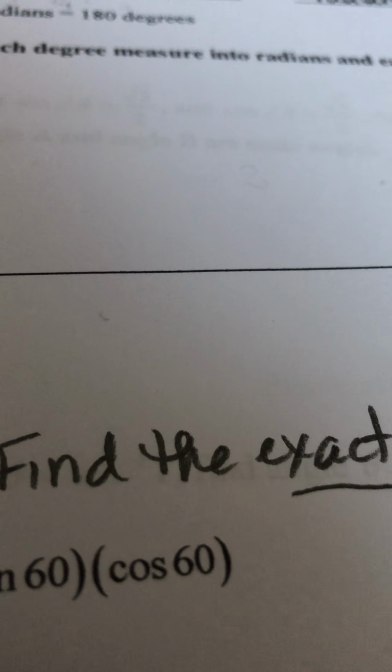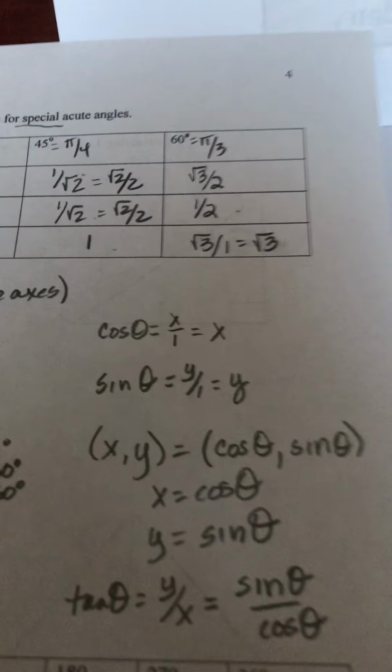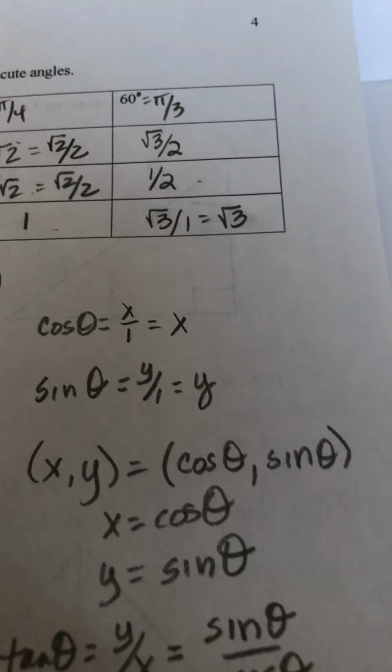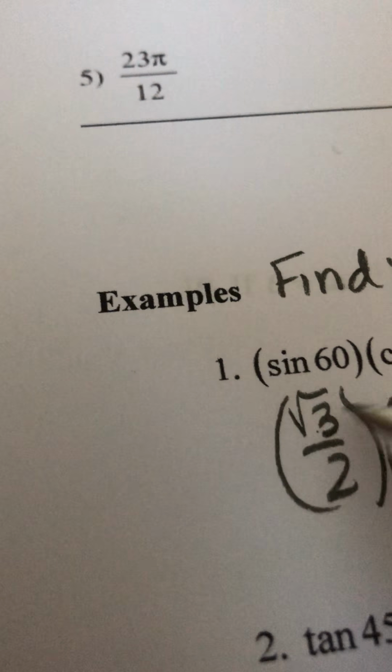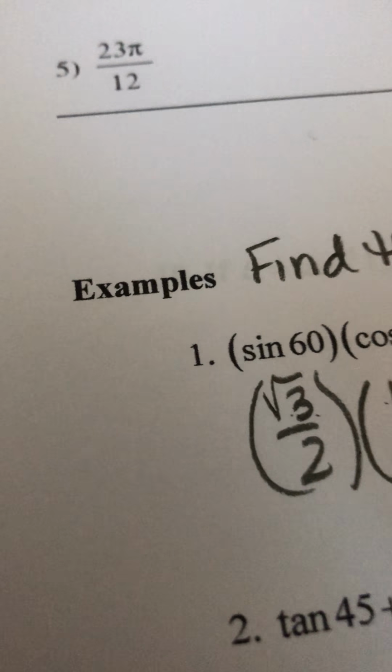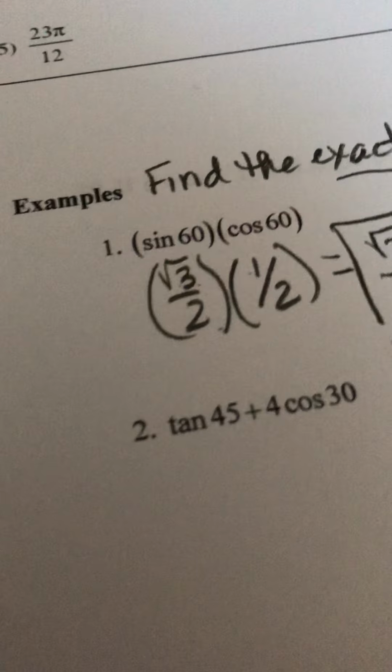So to find the exact value of the sine of 60 times cosine of 60, here's where having our chart from page 4 handy comes in. We need the sine of 60. So that's radical 3 over 2 times the cosine of 60, so times 1/2. Now, how do we multiply these? Well, it's fractions, so you just multiply top times top. So radical 3 times 1 is just radical 3, and the bottoms, 2 times 2, is 4, and that's our answer, radical 3 over 4.